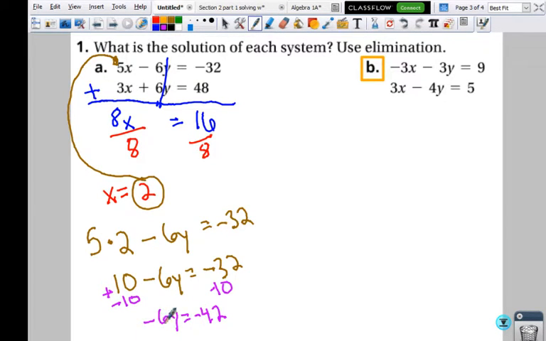Alright, what's in between this negative 6 and the y? What's in the middle right there? Times. How do we get rid of the times? What's the opposite of times? Divide. Yep, so we're going to divide by negative 6 on both sides. And we are going to get y equals negative 42 divided by negative 6 is positive 7.